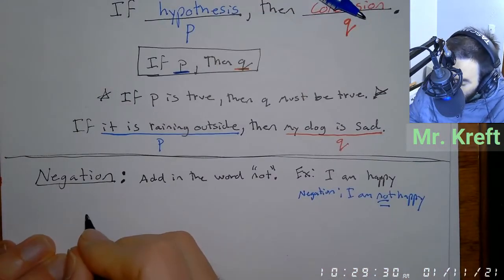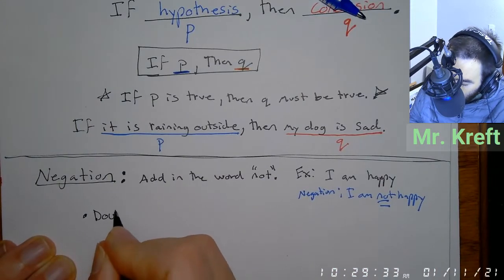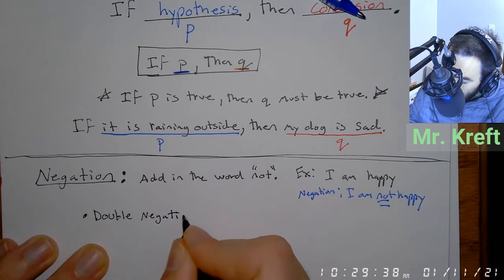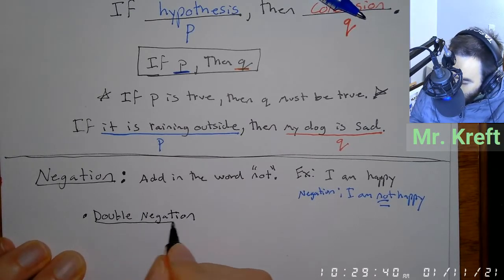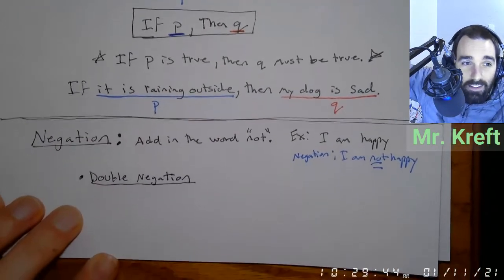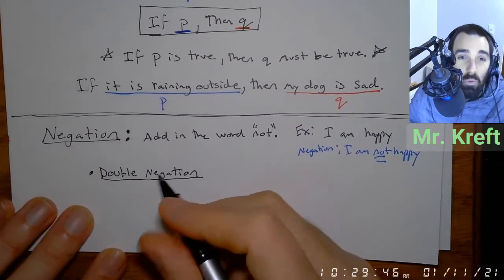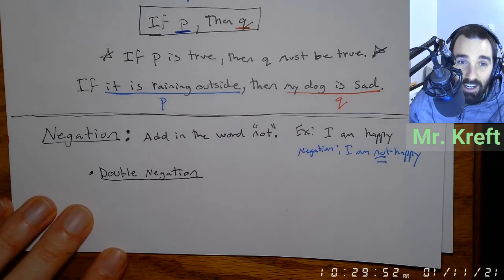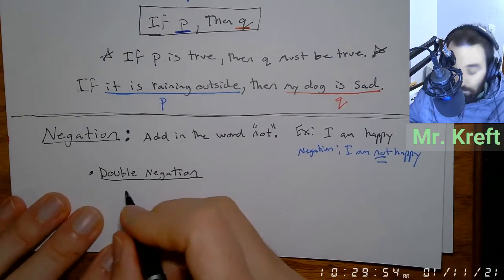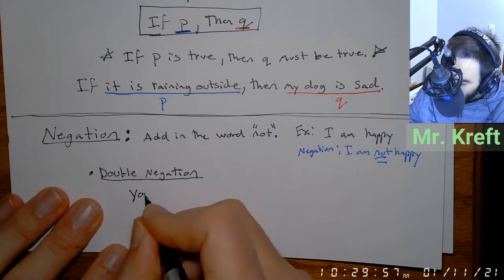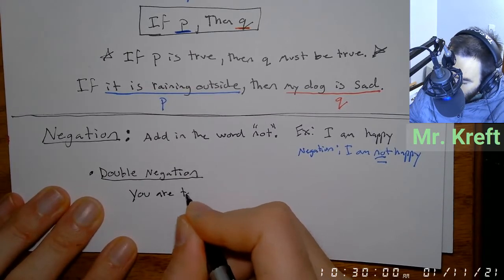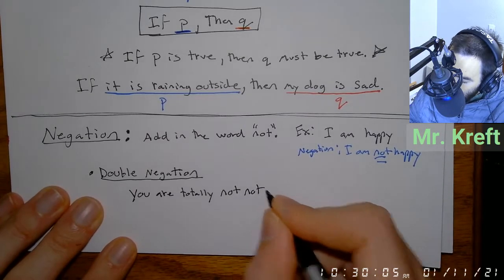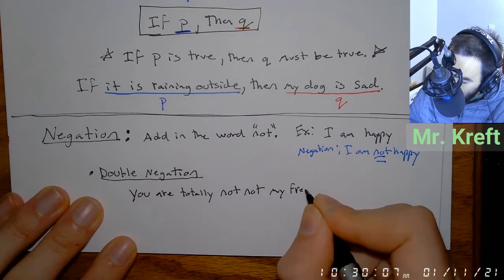Now, another thing that comes up is double negatives. Now, people always misuse this, but just like in math, a double negative is a positive. Well, two wrongs don't make a right, but you still, if you have double negation, they cancel out. So let's check this example out. So you are totally not my friend.